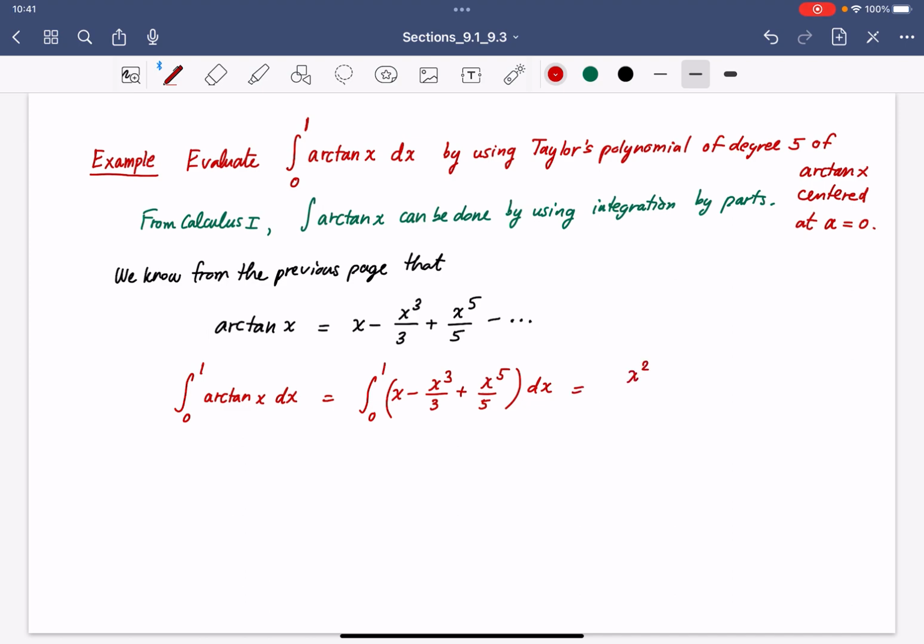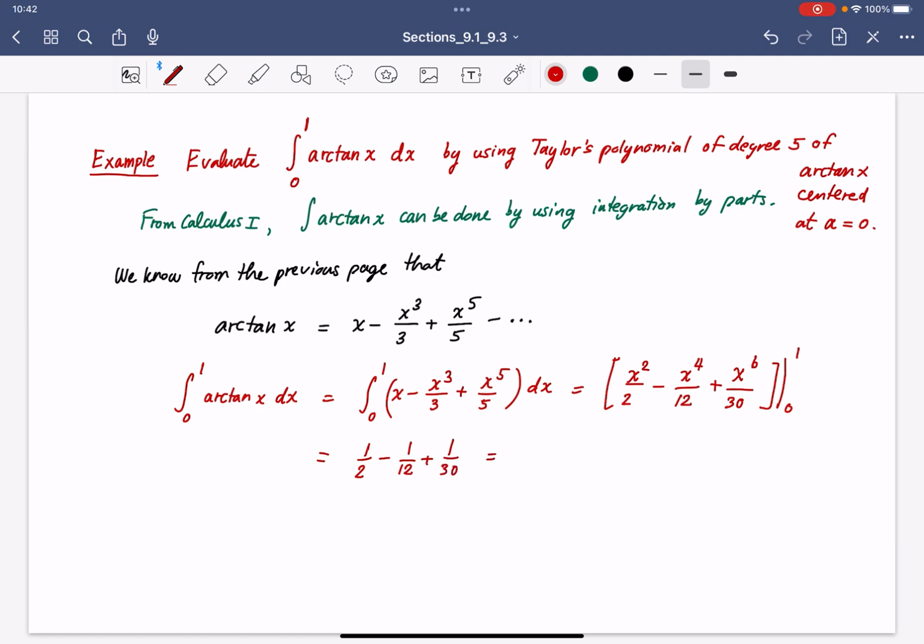It's going to be x squared over 2, right? And then minus. So the integral is going to be x to the 4th power over 3 times 4, which is 12. And then plus x to the 6th power over 6, since you integrate x to the 5 and get x to the 6 over 6, and 6 times 5 is going to be 30. And then you plug in at 1 and 0. So the answer is going to be 1/2 minus 1/12 and then plus 1/30.